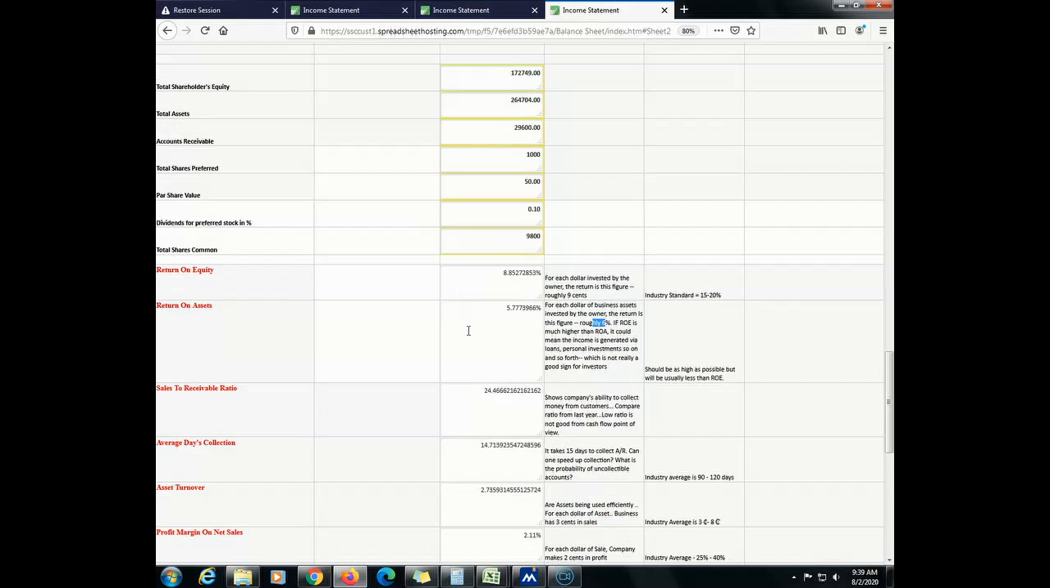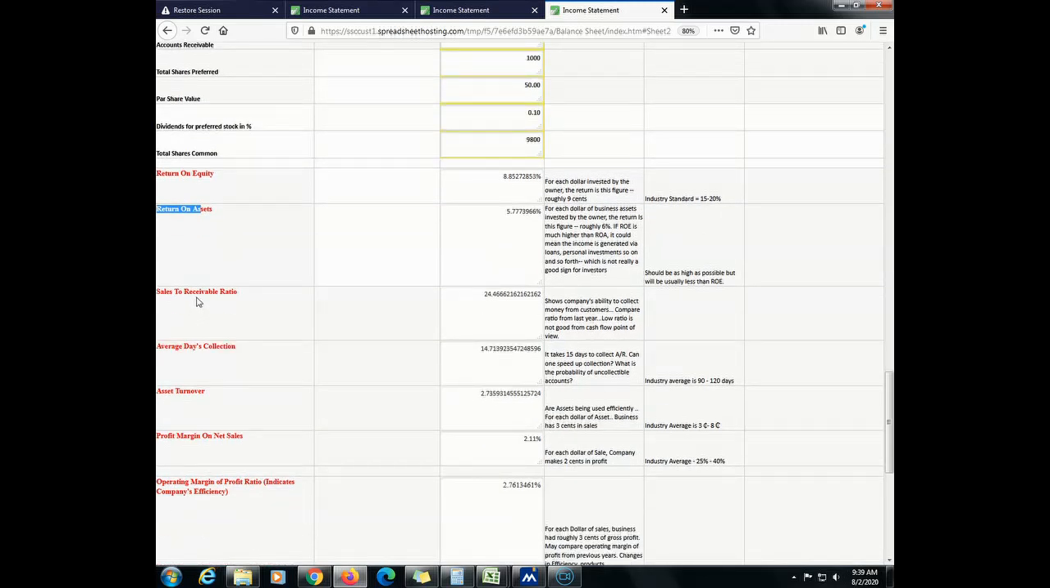Now between these two, if your return on equity is more than your return on assets, it could mean two things. One, you invested your personal assets into the business, or two, you borrowed money from private lenders or the bank to make investments in your business. This is not really a good scenario if your return on equity is more than your return on assets, especially for an investor.